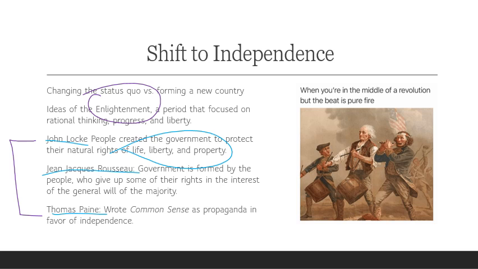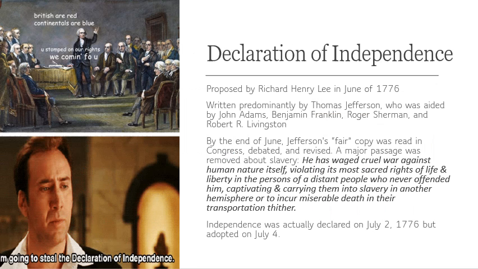Finally, we've got Thomas Paine. Thomas Paine is an American who writes a pamphlet called Common Sense. This is propaganda. It is all about changing and swaying people's opinions, and it's all in favor of independence. We put all of these together. All of these guys are going to influence people's ideas, people's notions, and it's going to result in the Declaration of Independence.